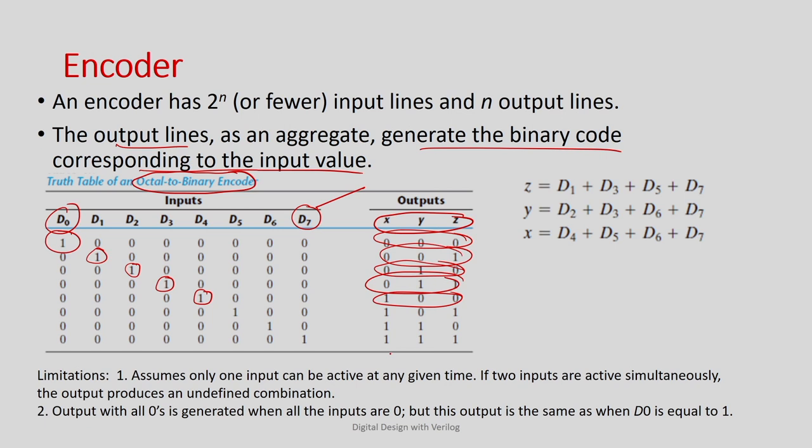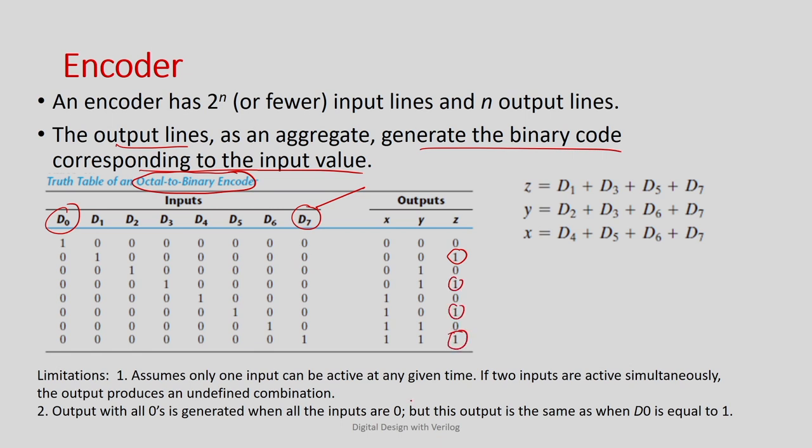This way I can identify this, and then I can write that z is nothing but D1, D3, D5 and D7. Similarly, y is D2, D3, D6, D7 and x is D4, D5, D6, D7. So, this I can write, and that can be my encoder circuit.